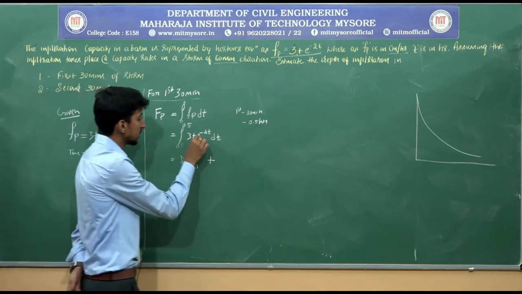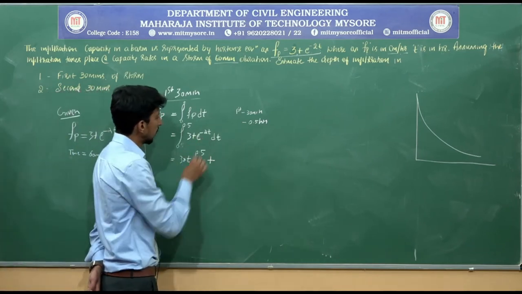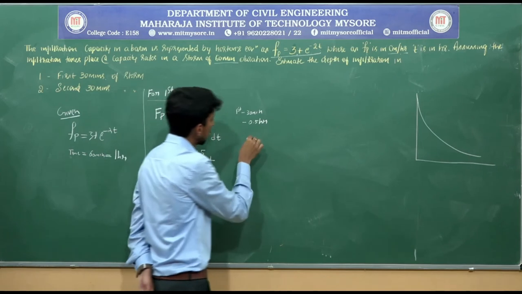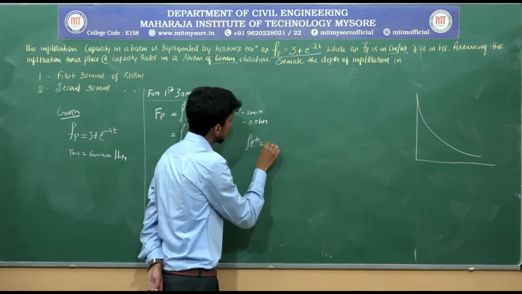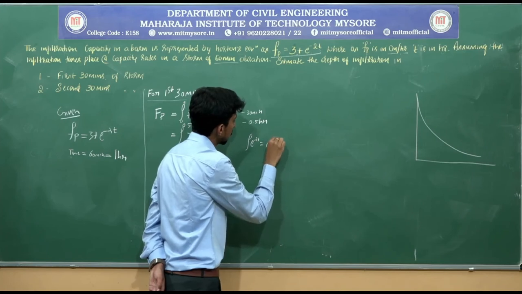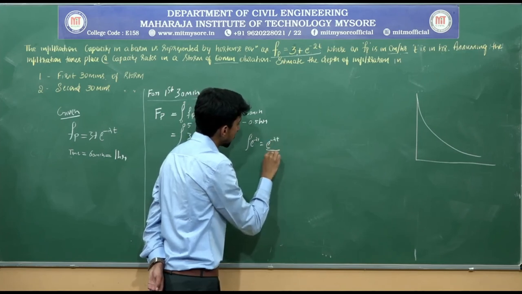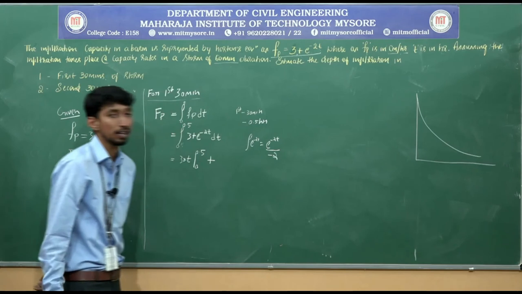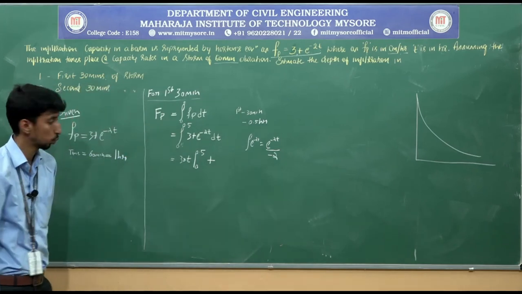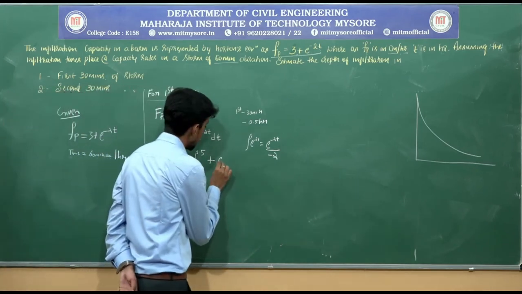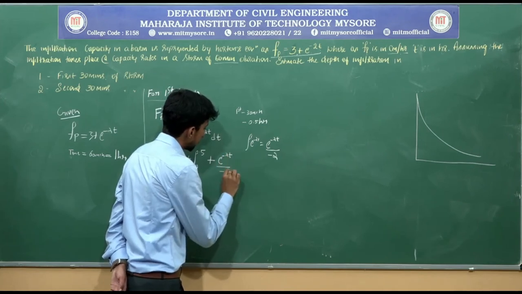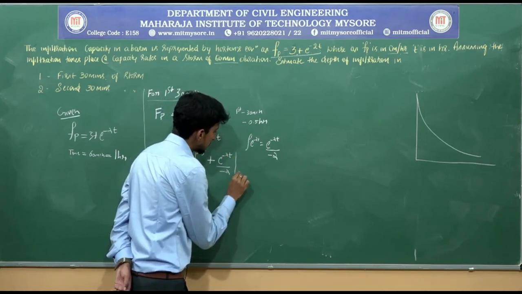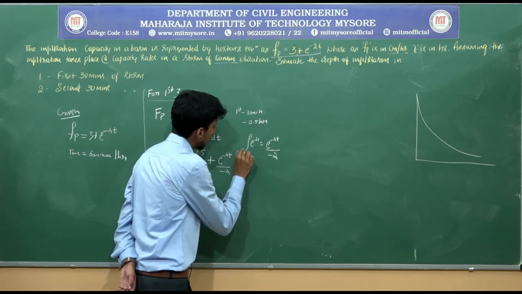what is the integration of e power minus 2t? Integration of e power minus 2t is e power minus 2t by minus 2, limit 0 to 0.5.